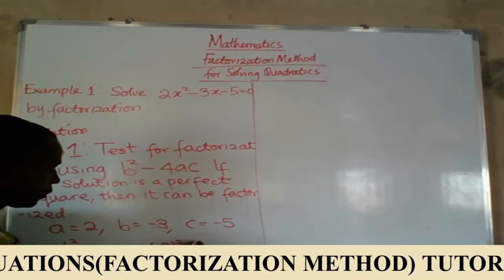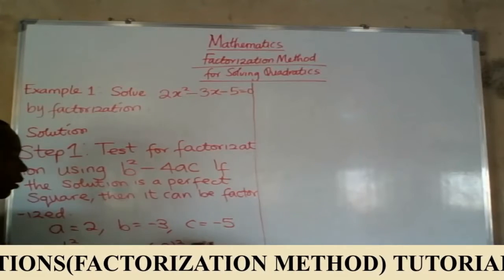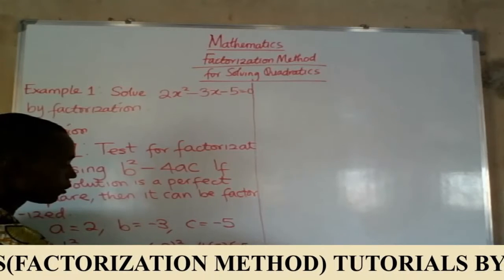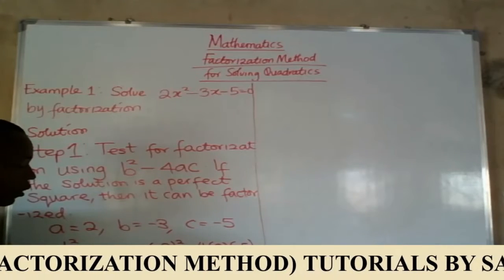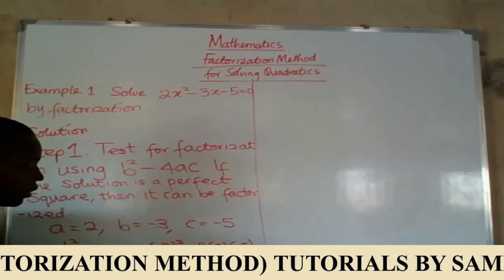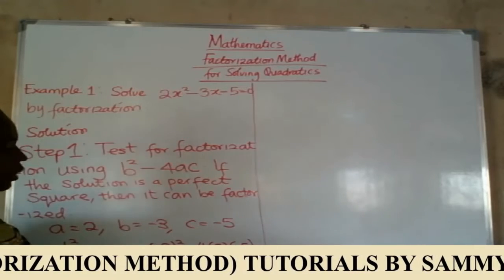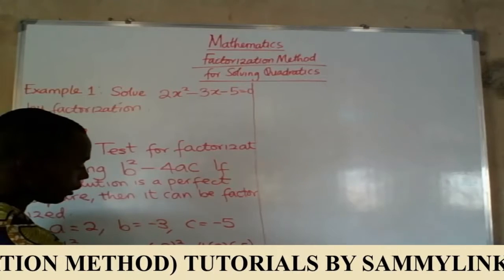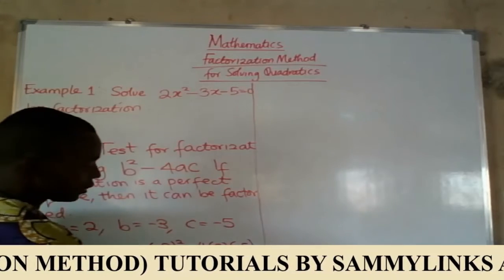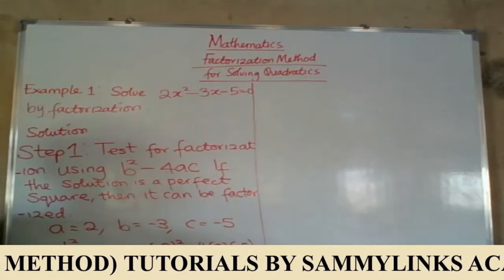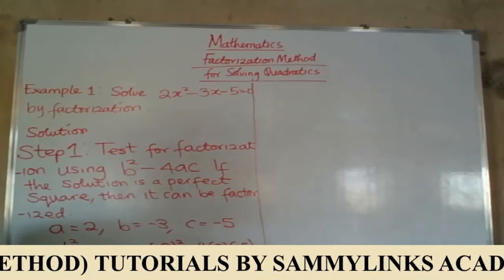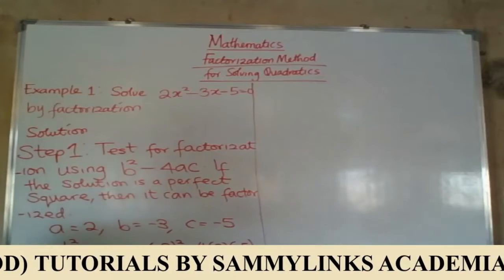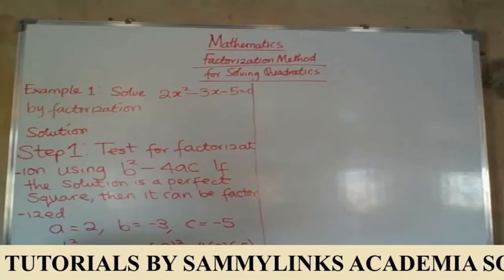Minus 3 squared minus 4 times 2 times minus 5. So minus 3 squared is 9. Minus, minus, that's plus. 4 times 2 is 8, and 8 times 5 is 40. And that gives 49. Apparently 49 is 7 squared. So since 49 is 7 squared, 49 is a perfect square. And we said if it is a perfect square, then it can be factorized. So our step 1 just showed us that this can be factorized.